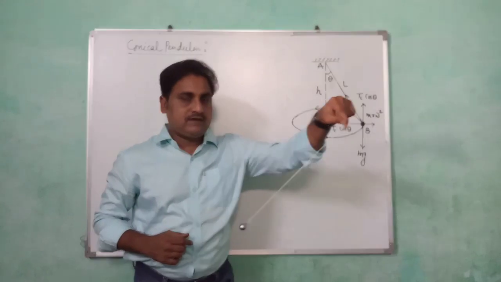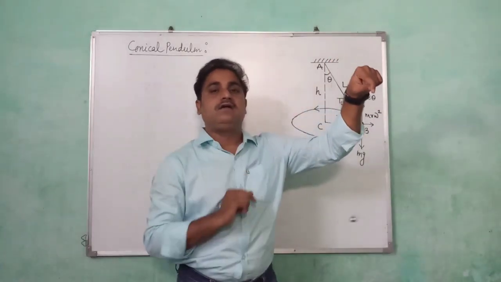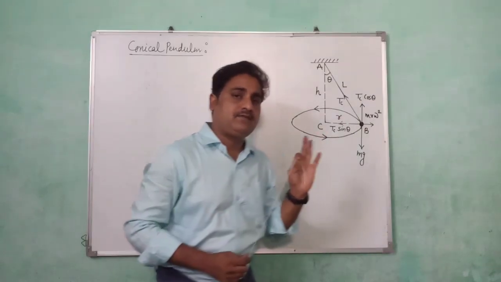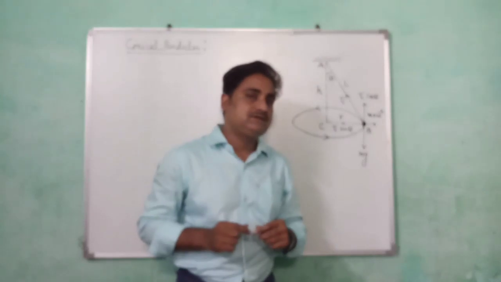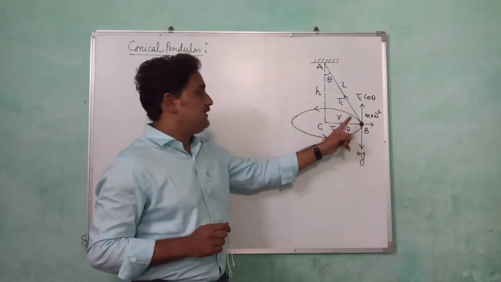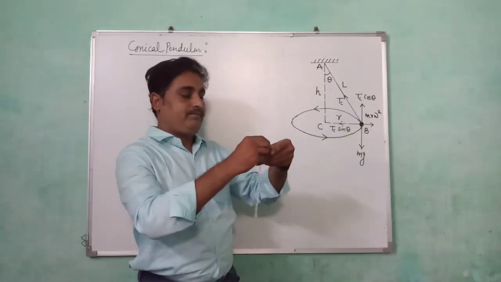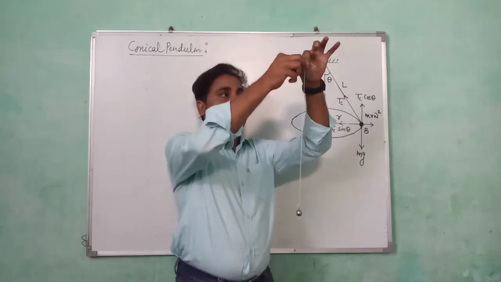The period of the conical pendulum means what? The time required to complete one revolution is called the period of the conical pendulum. First, try to understand all the terms in this conical pendulum. Here, this is the spherical metallic bob having mass m. The length of the string is L.